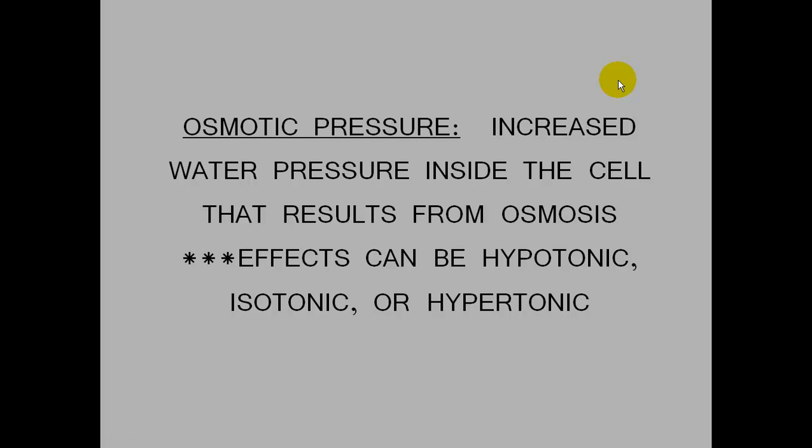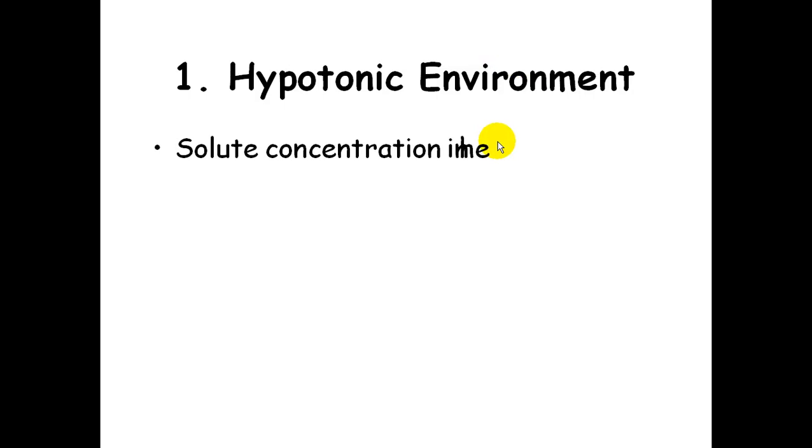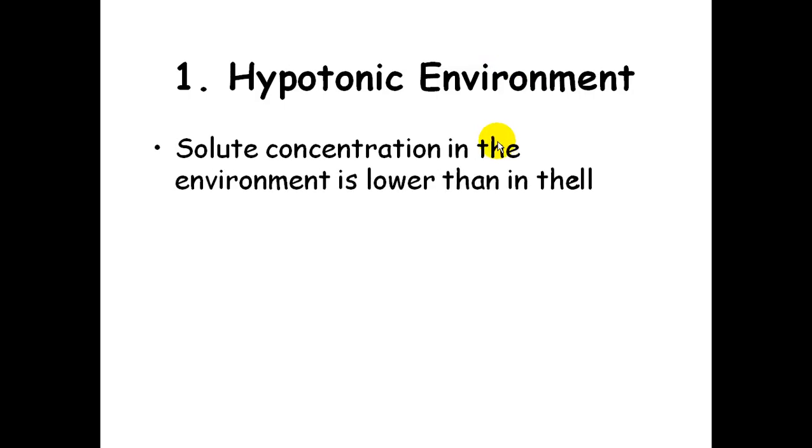Increased water pressure inside the cell is called osmotic pressure. When water is entering a cell, that's going to cause the cell to get a lot of pressure in the vacuoles and on the membrane. When water leaves the cell, it's the opposite effect. So there's actually 3 effects of osmosis: hypotonic, isotonic, and hypertonic. Hypotonic first. Hypotonic is defined as the solute concentration in the environment is lower than what's inside the cell.